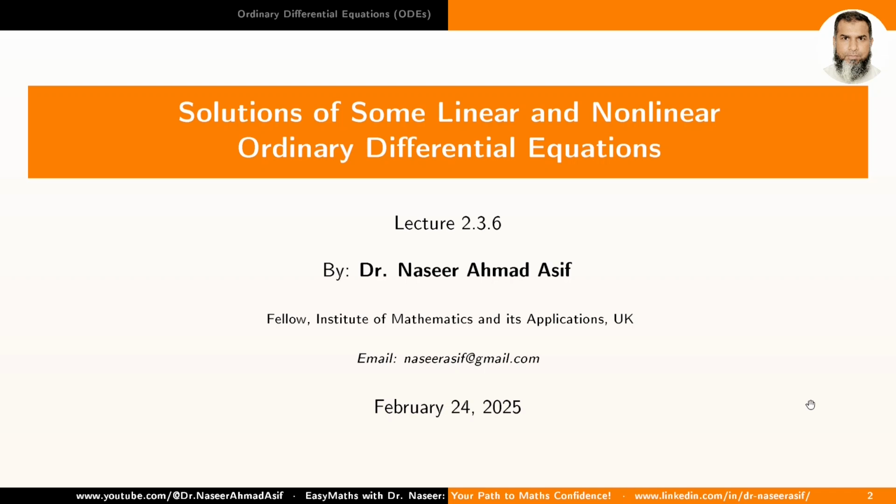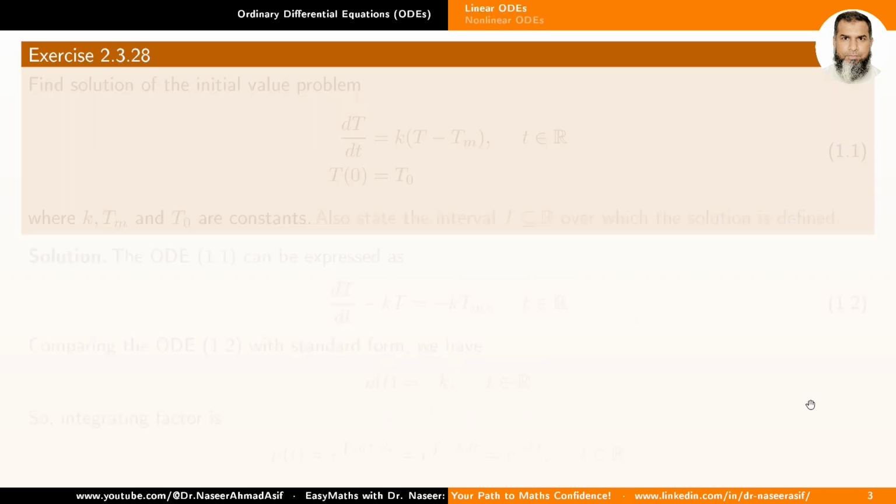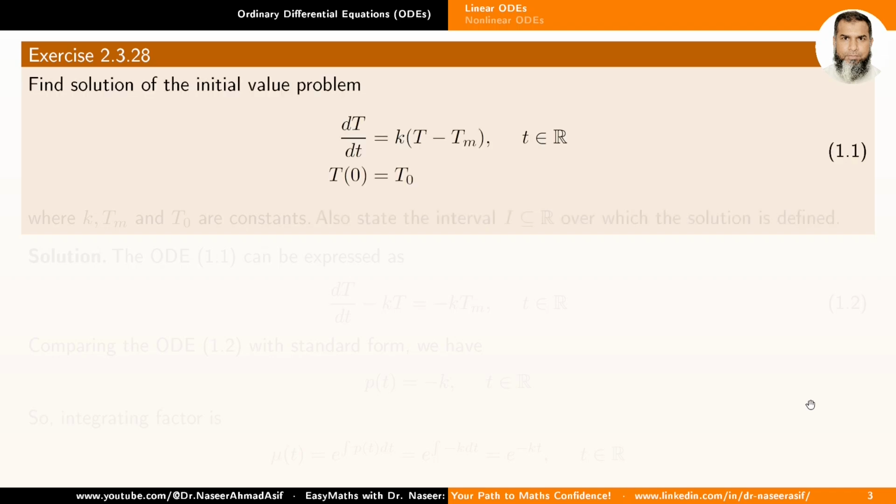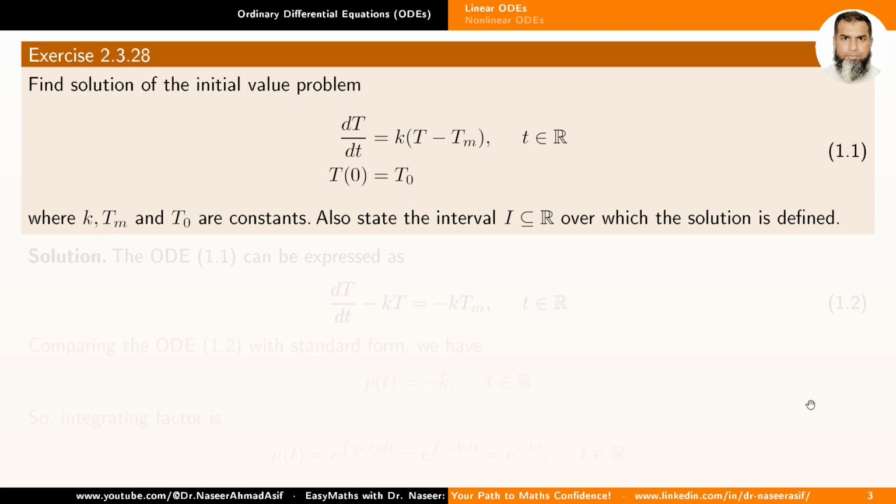Well, in today's lecture, we will see some initial value problems while seeing an exercise. Find solution of the initial value problem dT/dt = k(T - Tm), where t belongs to R, T(0) = T0, where k, Tm, and T0 are constants. Also state the interval I subset of R over which the solution is defined.